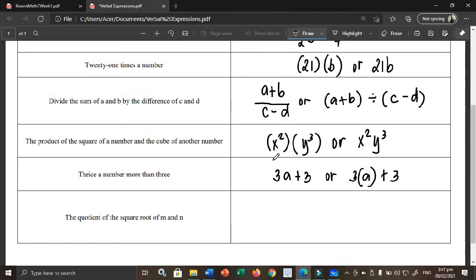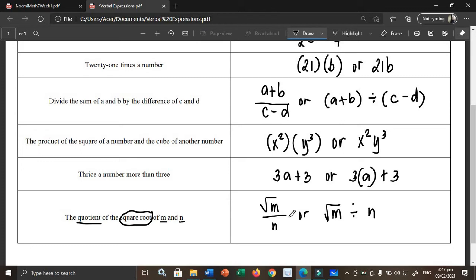And then, our last example, the quotient. So, when we talk about quotient, it involves division, no? So, gagawin natin in fraction form. The quotient of the square root of m and n, no? The quotient of the square root of m is your dividend or your numerator, and n is your denominator or your divisor. So, ganyan siya pag sinulat natin. Or, it can also be written in this form. Square root of m divided by n. Okay, the quotient of the square root of m and n.